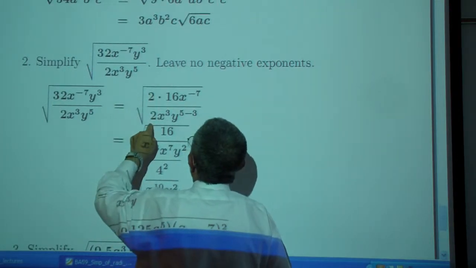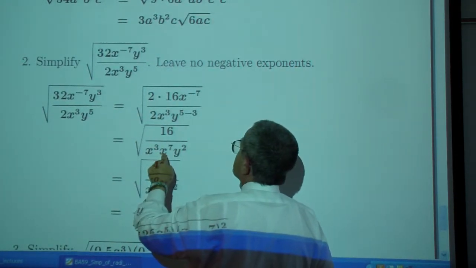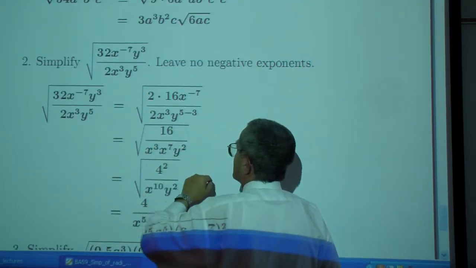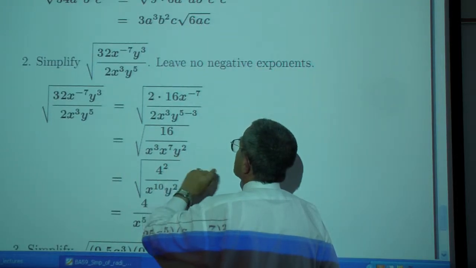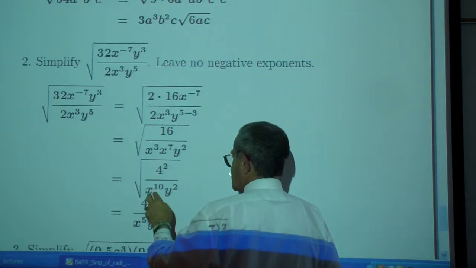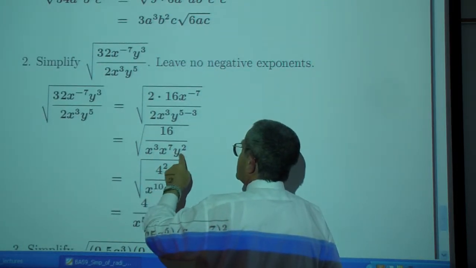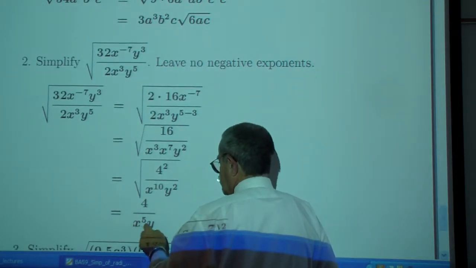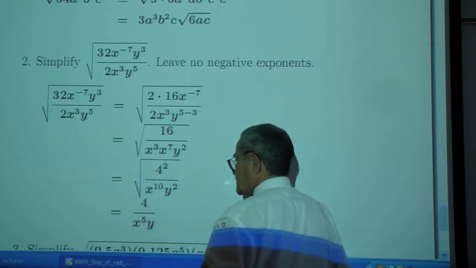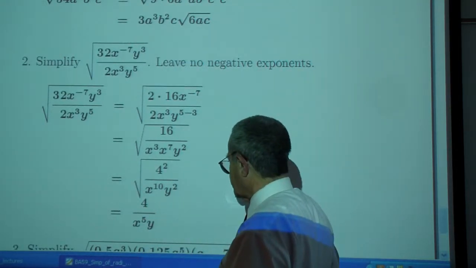The 2 drops out. The x to the negative 7 is x to the positive 7 in the denominator. In the numerator, no, that's still in the denominator right here. So you have x cubed, you have x to the 7, which is x to the 10. So x to the 10, y squared in the denominator, x to the 5 times y. 16 in the numerator comes out as just 4. So 4 over x to the 5, y cubed.